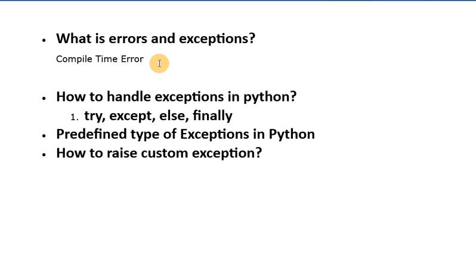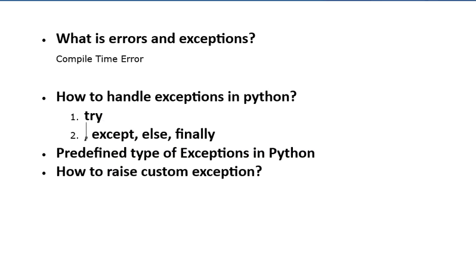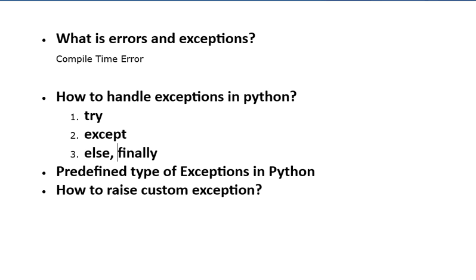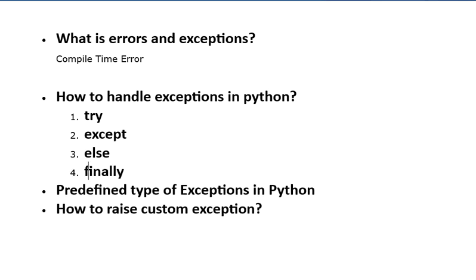Now let's see how we can handle this. To handle this, try, except, and else blocks are there. With the help of these blocks, we can handle exceptions in Python. So let me show you this one by one here: when to use the try block, when to use the except block, when to use the else block, and when to use the finally block. We are going to understand this one by one.